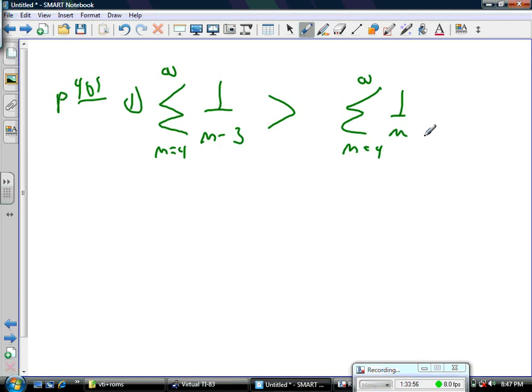I took the negative 3 away from the bottom. What I did was I made the denominators bigger, didn't I? Because I'm not subtracting 3 anymore, I'm subtracting 0, say. So if the denominator is bigger, the whole fraction is smaller, so this is valid, yes? Therefore, divergent by comparison.